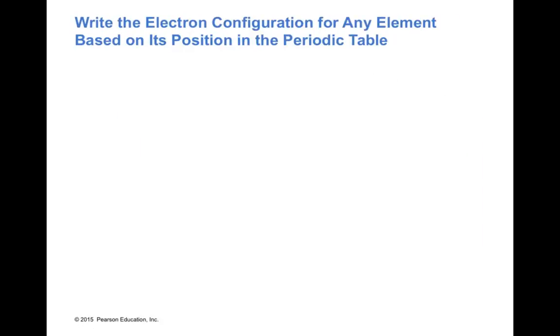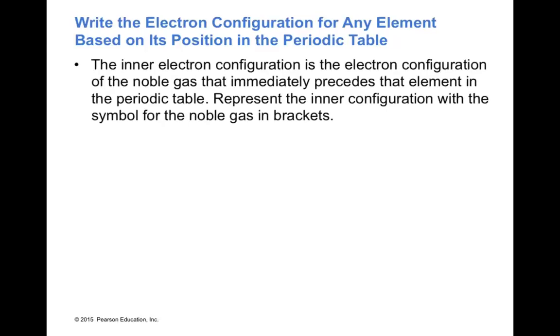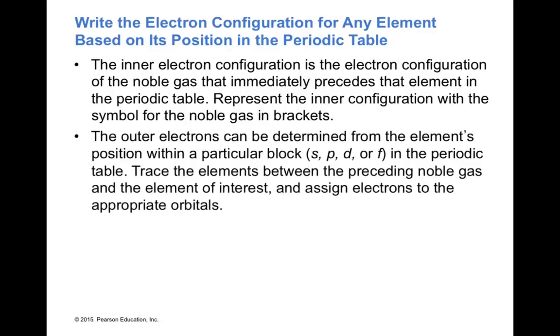So, write the electron configuration by seeing the position in the periodic table. The inner electron configuration is the electron configuration of the noble gas that immediately precedes that element in the periodic table, and you represent the inner configuration with the symbol of the noble gas in brackets. So you need to put them in brackets. And the other electrons can be determined from the element's position within a particular block, the s, the p, the d, or the f in the periodic table.